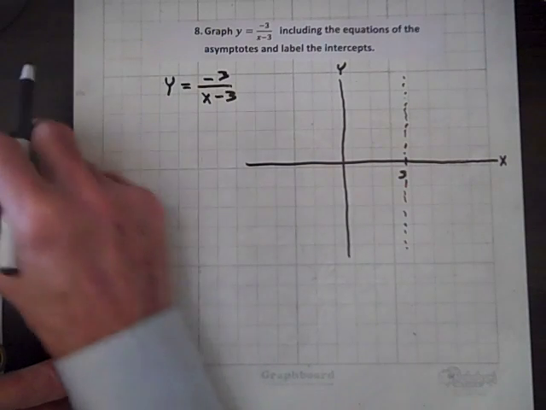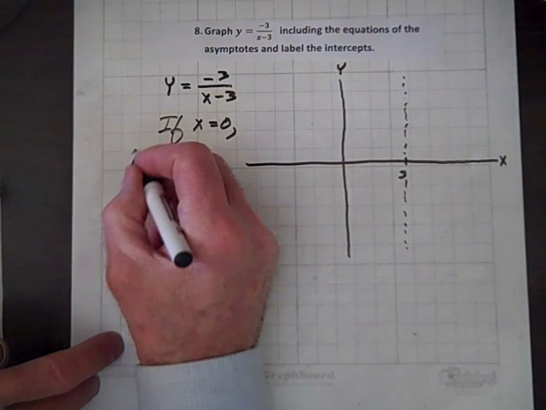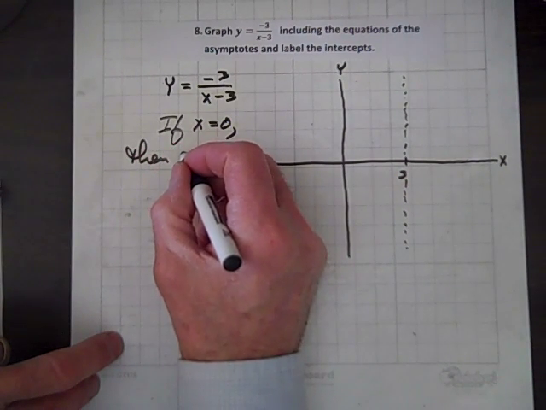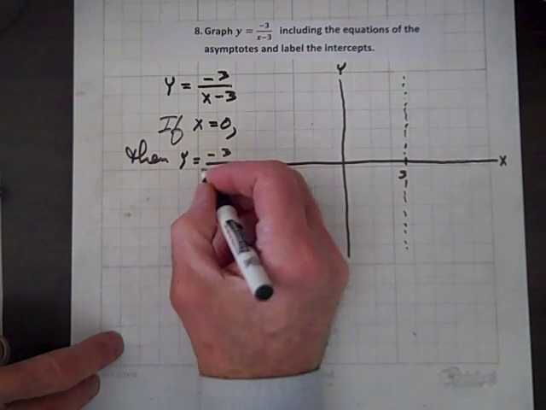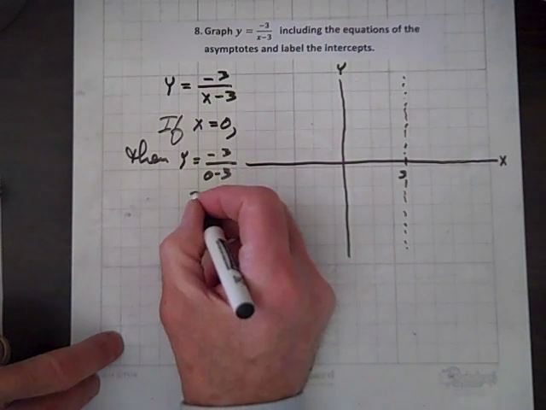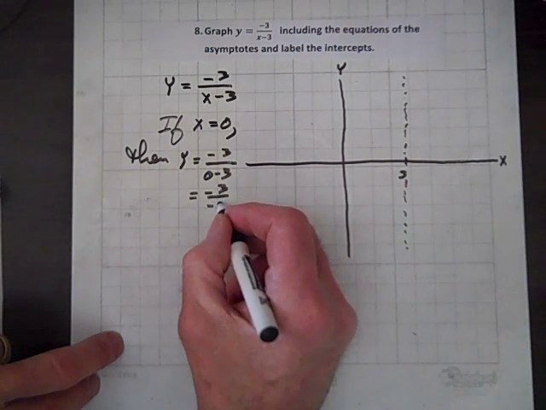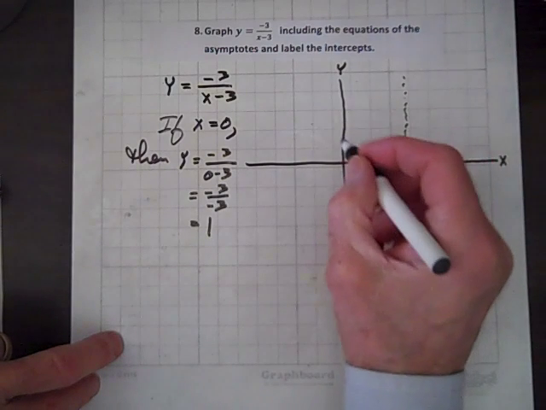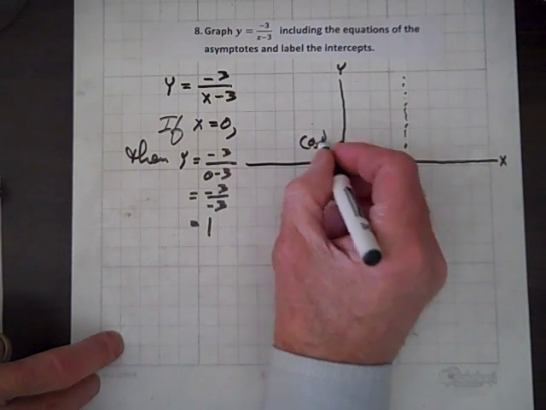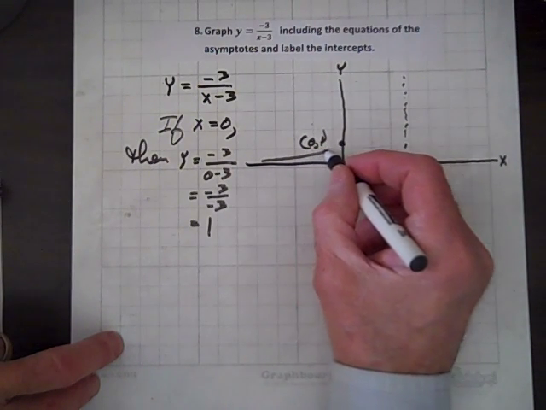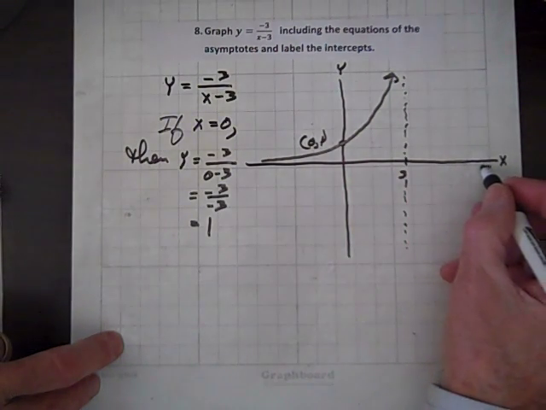So if x equals 0, then y equals -3 over 0 minus 3, which equals -3 over -3, which is 1. So here we are at (0, 1), and now we know our graph looks like this. And like this.